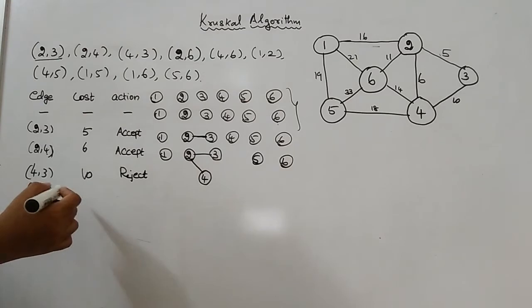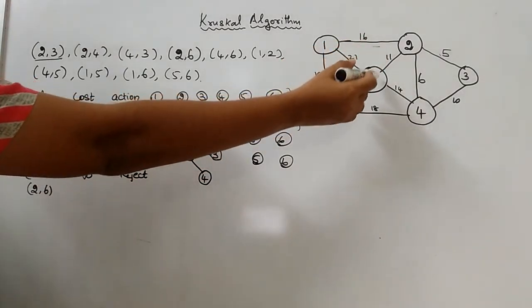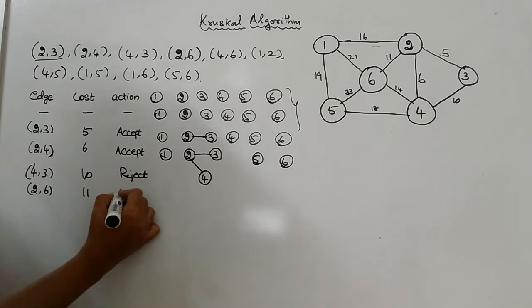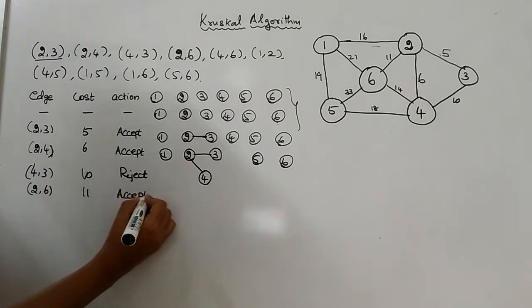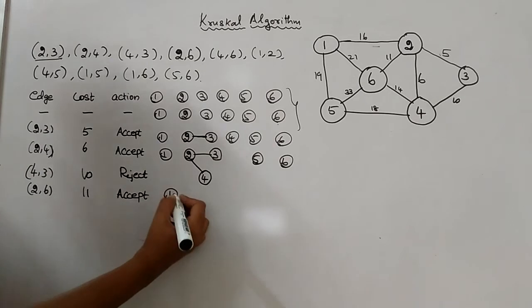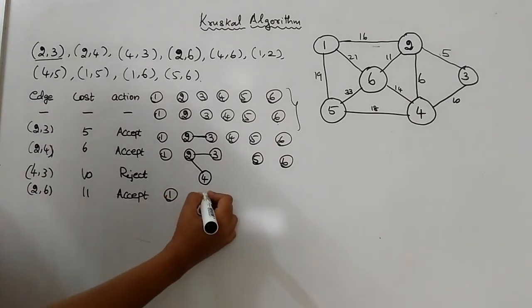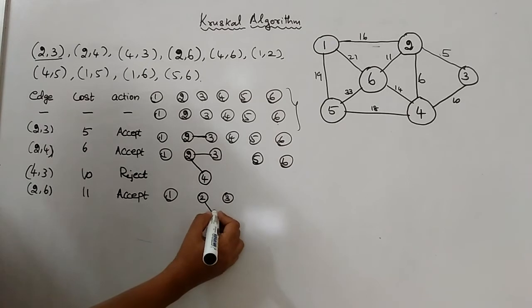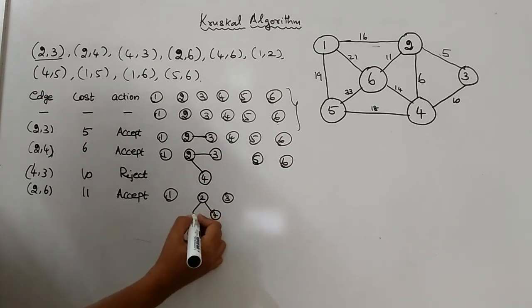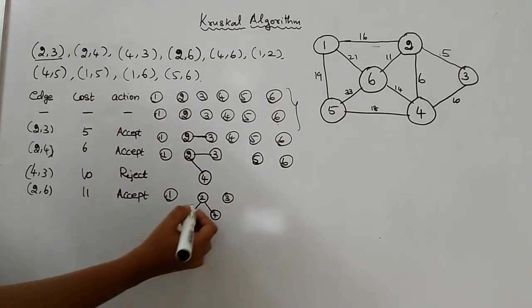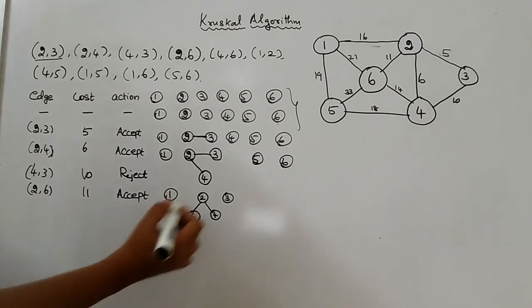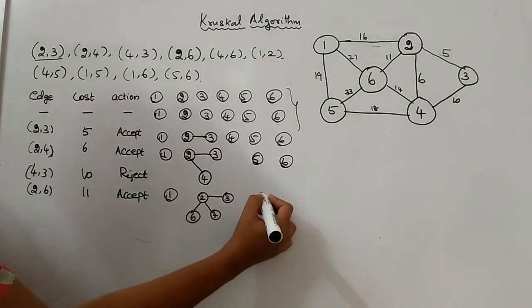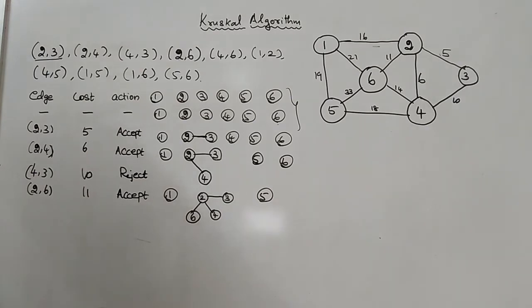But before that, we have to check the weight for this one. For 2 and 6, it's 11, and we can accept this one. So while accepting this one, you can draw the edge and the vertex as 6. You have to maintain all these things. So here 5 is available.